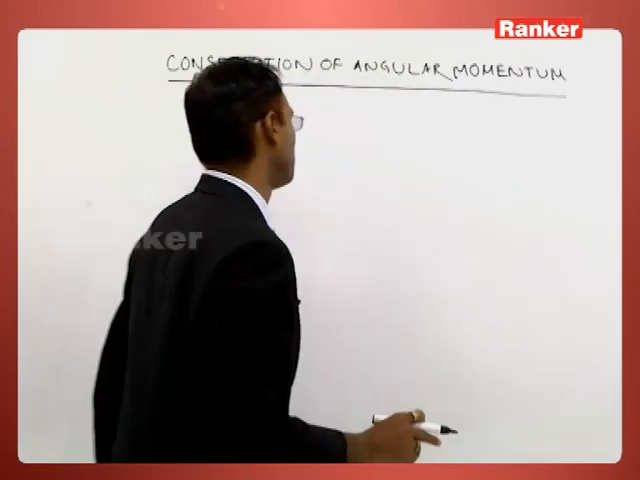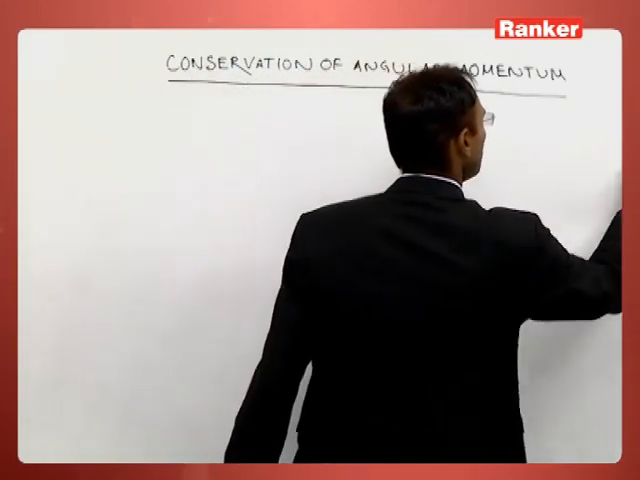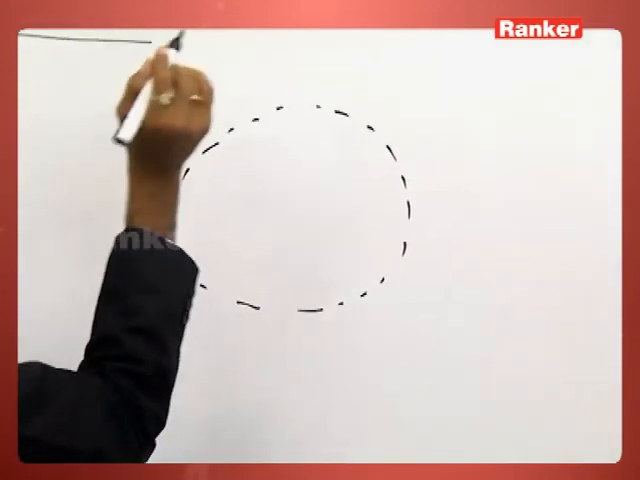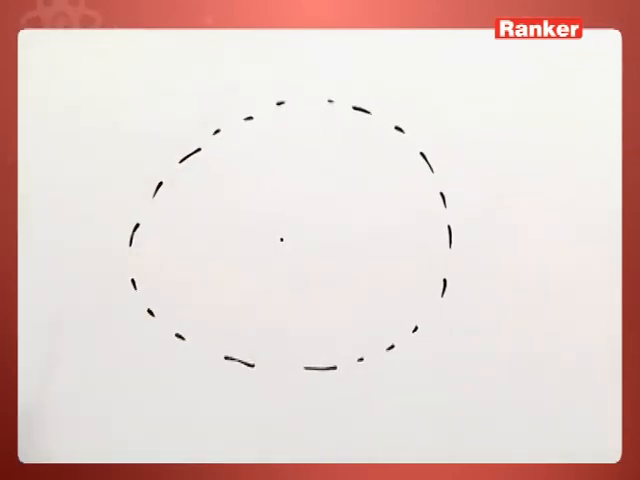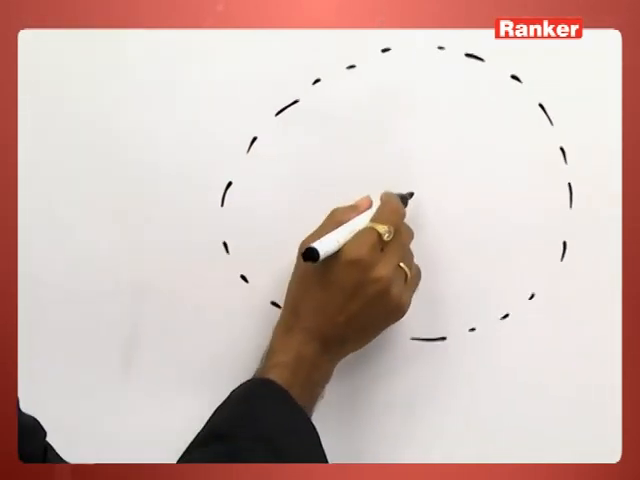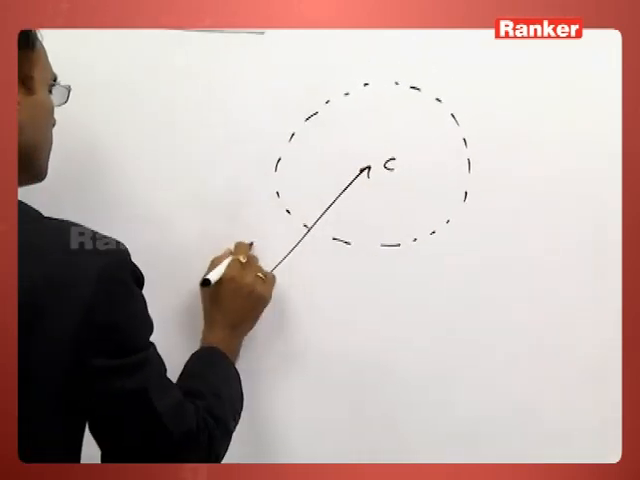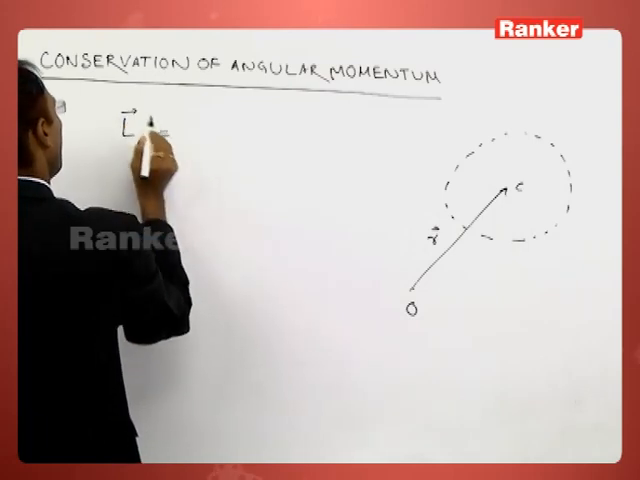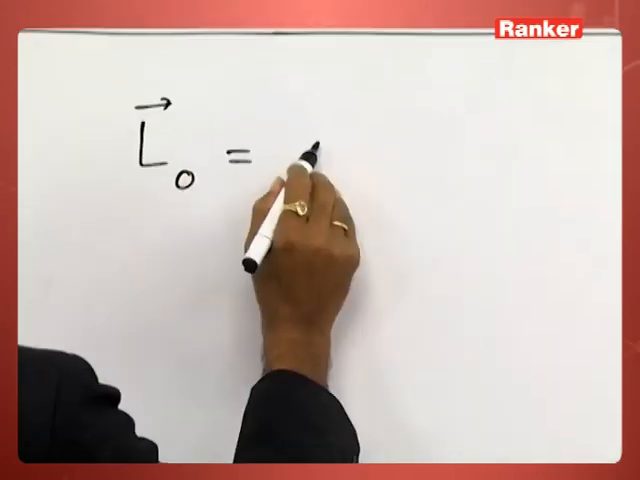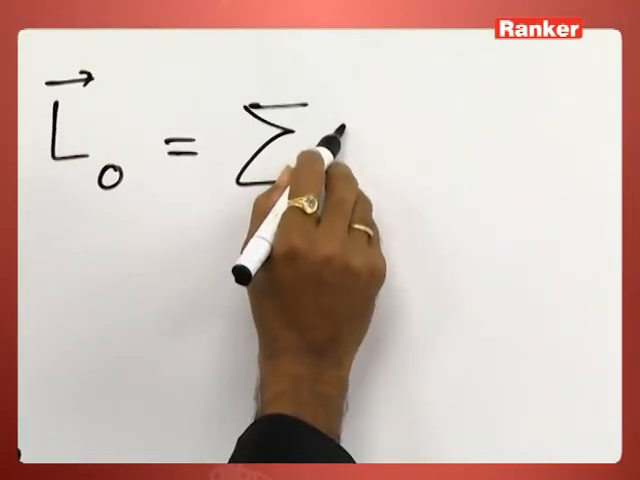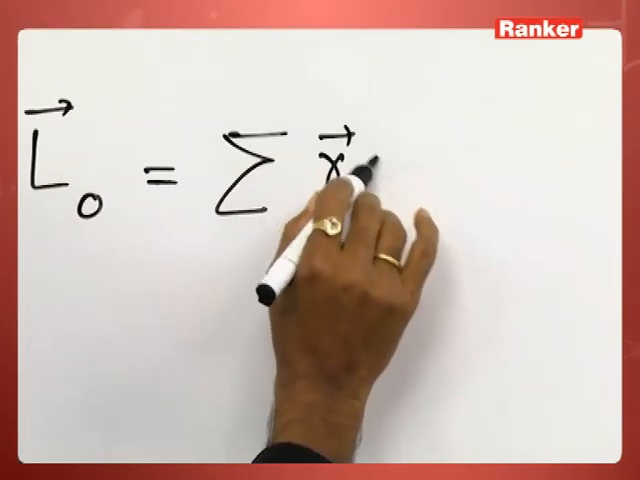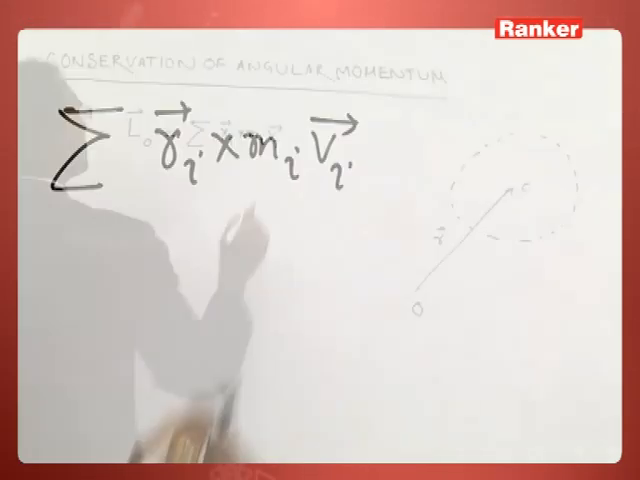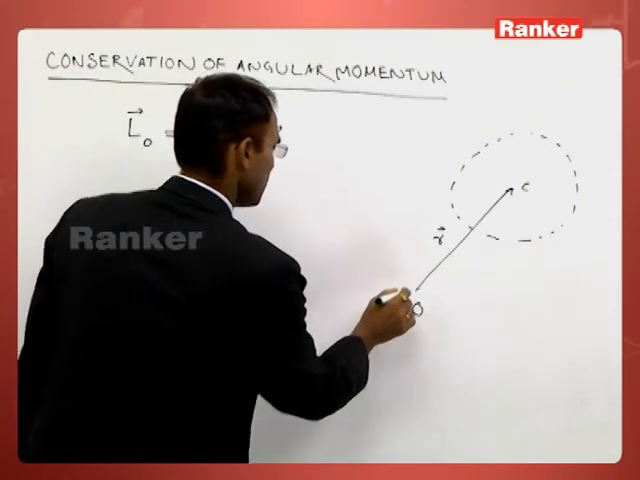Conservation of angular momentum. The angular momentum of a system of particles about any point is given as L_O equal to the sum of angular momenta of all particles with respect to that reference point.